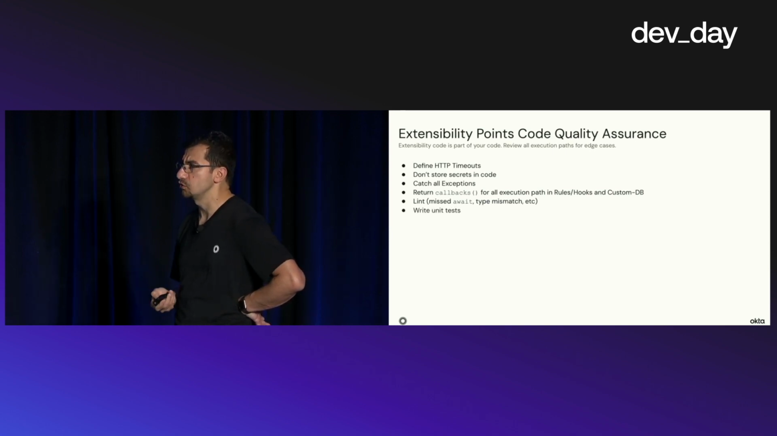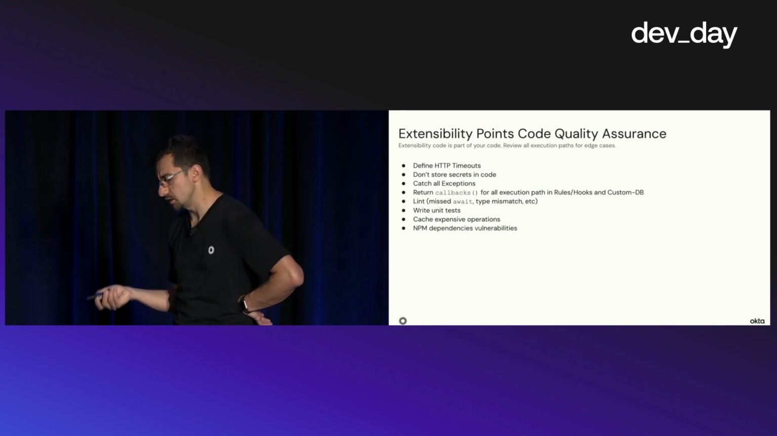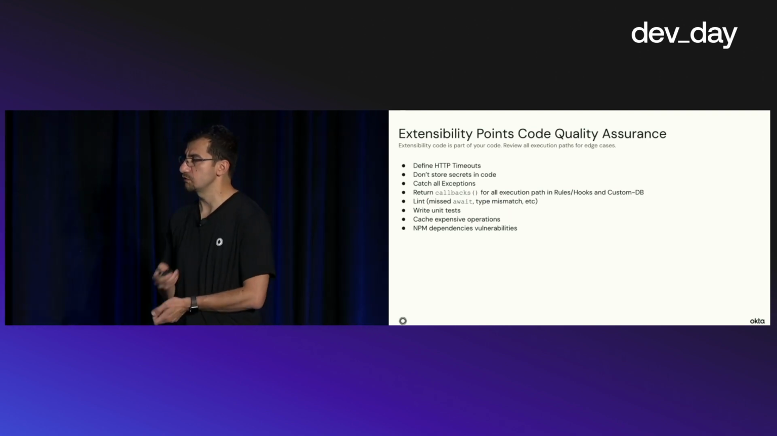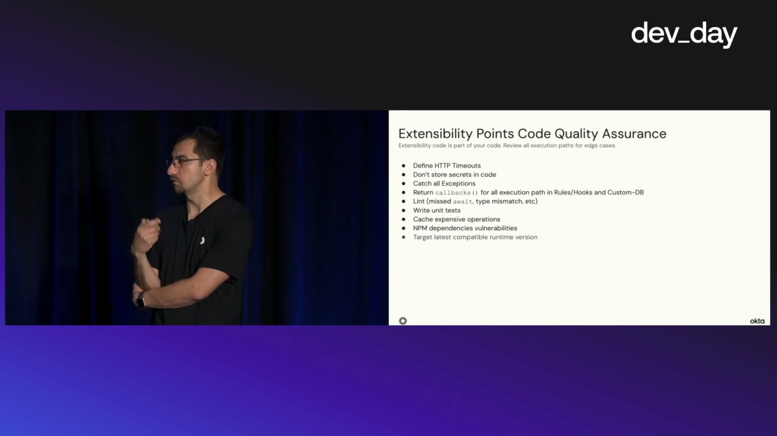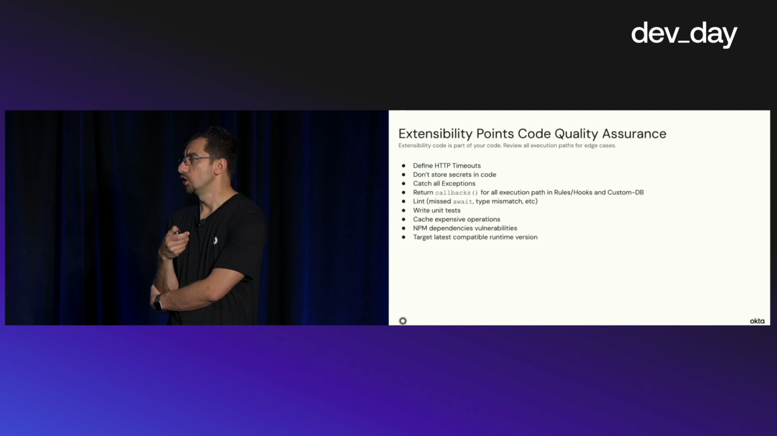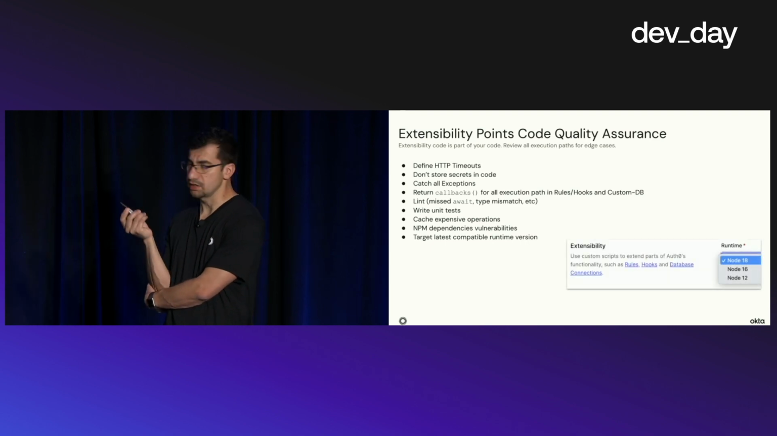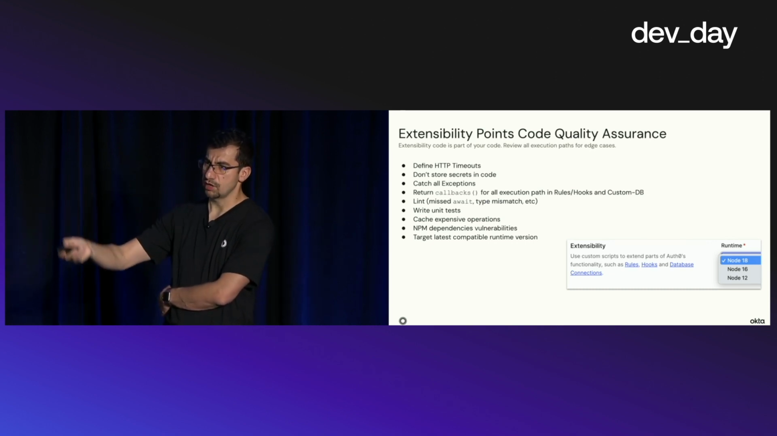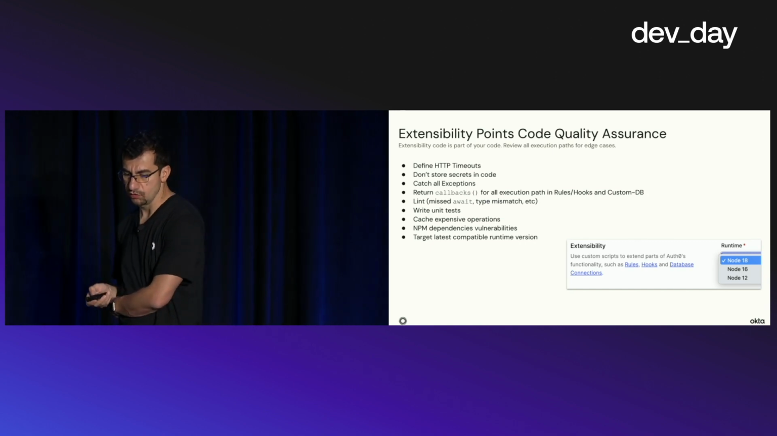Write unit tests for your extensibility points. Cache the results if you have any expensive operations. You should also review your dependencies in the actions and use the most up-to-date version of the libraries without known vulnerabilities. And target the latest compatible environment. Again, depending on when you provision your tenant, you might have a choice of Node.js 12, 16, or 18. If your application is compatible, it's always a good practice to run the latest version of the runtime.